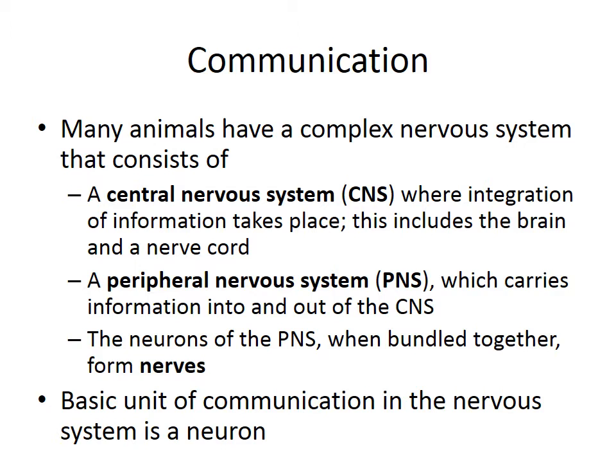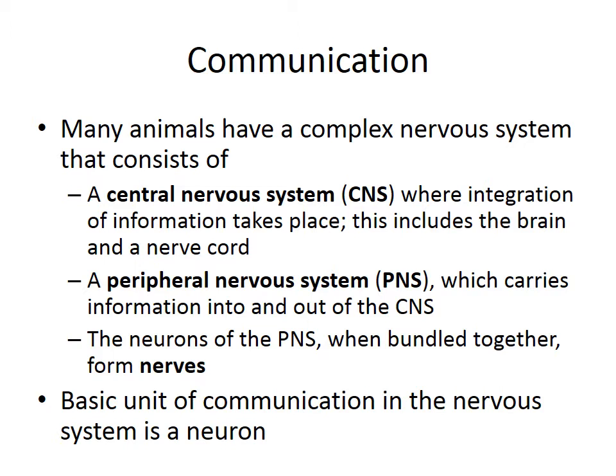And the reason is communication. Many animals have a complex nervous system, and it consists of several parts. There's generally a central nervous system, or CNS, where integration of information takes place. This includes the brain and a nerve cord. And then there's usually a peripheral nervous system, or a PNS, which carries the information into and out of the CNS. So that's two big ones. And then, of course, the neurons of the PNS, when bundled together, form nerves.